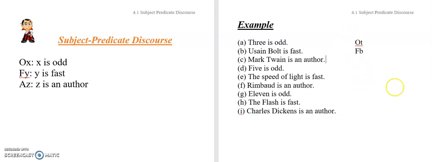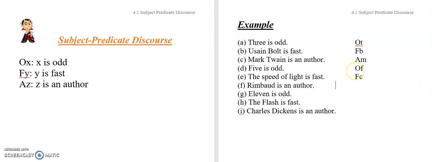All right, Mark Twain is an author, so we'll use A and M for Mark Twain. 5 is odd. We'll use capital O, F, like that. The speed of light is fast. The speed of light in a vacuum is approximately 3 times 10 to the 8th meters per second, so it's incredibly fast. Is fast, so we're going to use this property constant, and then we'll want something for the speed of light in a vacuum. Out of some sort of convention, we'll use the lowercase c for that.